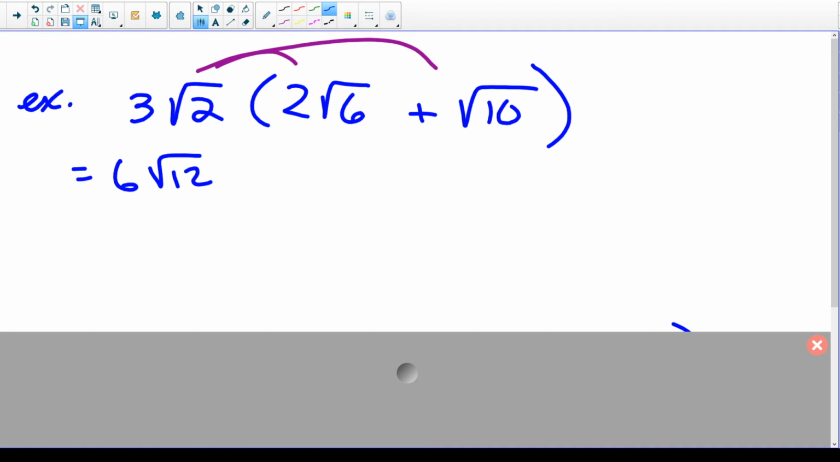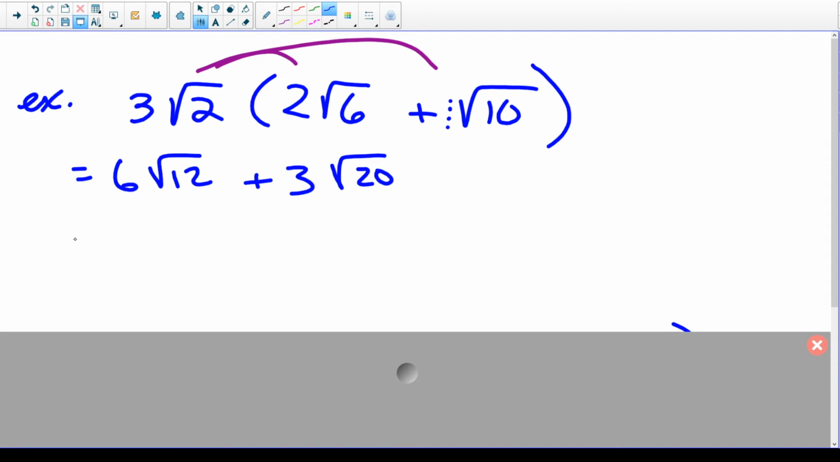And then we have the 3 multiplying the 1 that's hiding in front of this root. Okay, so 3 times 1 is 3, a positive 3 multiplying a positive 1. And at the same time, the root 2 is multiplying the root 10 to become root 20. And then you want to simplify to check to see if these can group together.